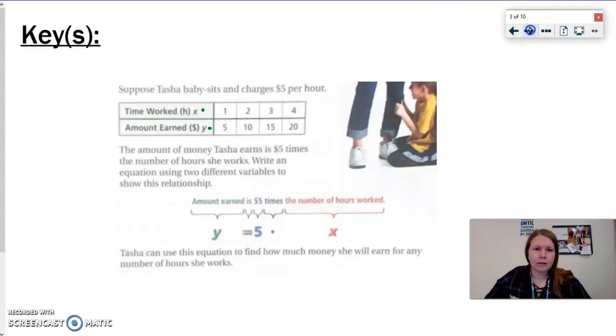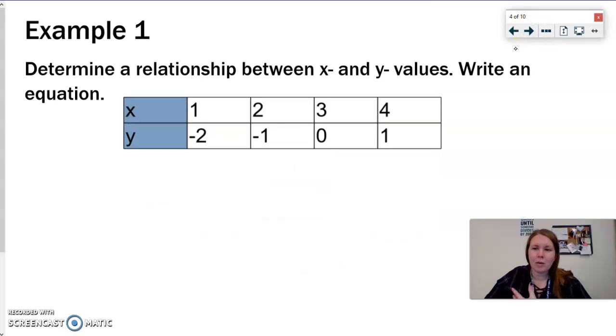So let's take a look at another example with a table, and we're going to come up with an equation. It says determine a relationship between x and y values. Write an equation. We usually write them in the form of y equals something. So something's going to probably happen to x. I could have an x. I don't know if something's being multiplied or added or subtracted to this x though. A lot of this ends up being just guessing, seeing what is the pattern that's happening.